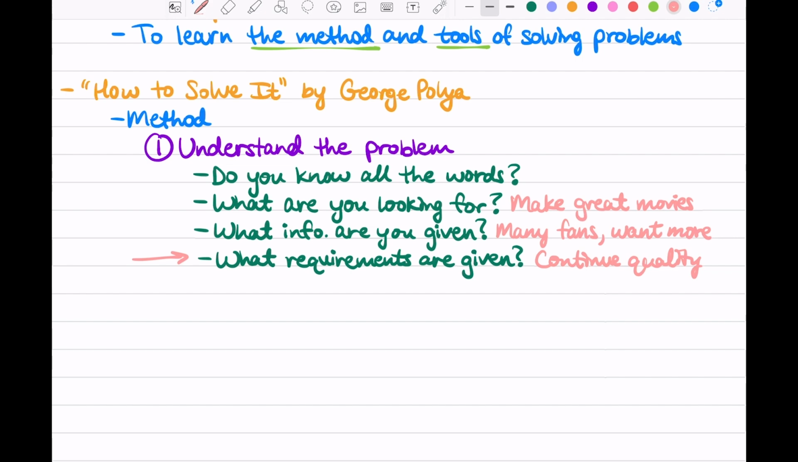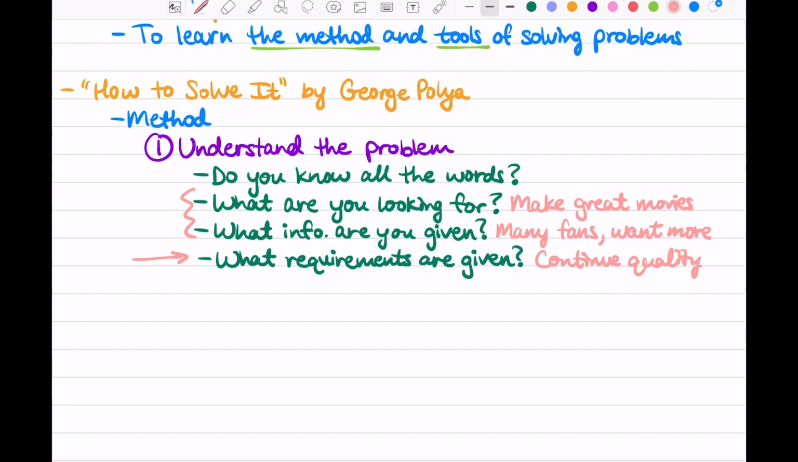Unfortunately, Marvel did not answer this last question, and so they did not fully understand the problem. So, what they did is they used these first 2 steps. They're looking to make great movies, and fans want more. And so they pumped out so many different movies and TV shows, and their quality went down. And the fans said, "That was our requirement. We'll keep watching your movies if you continue the quality." Since that requirement wasn't met, Marvel's popularity went down.